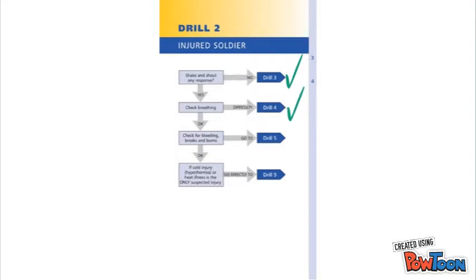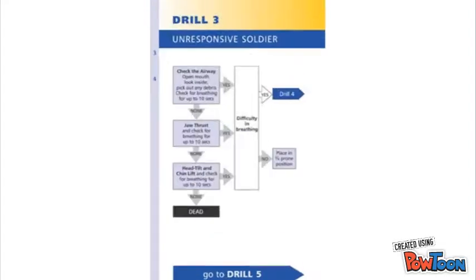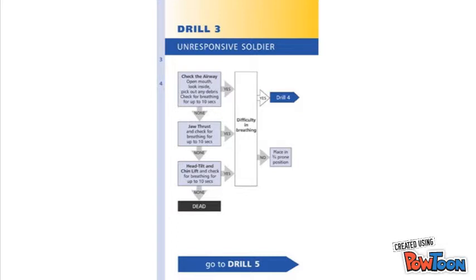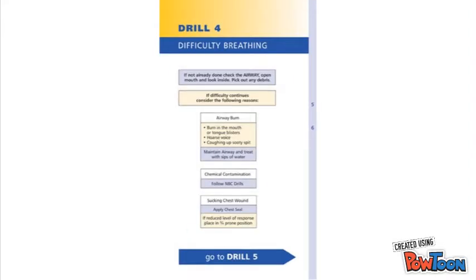As you can see, if there is an issue with the airway, breathing, or circulation, you must proceed to drill 3, 4, or 5. Drill 3: unresponsive soldier checks if the airway is not blocked. Follow all the arrows carefully. You should be familiar with the jaw thrust and chin lift. Important in this drill are the 3-4 prone position, which means stabile zijligging, and BLS, which stands for Basic Life Support, or reanimatie.